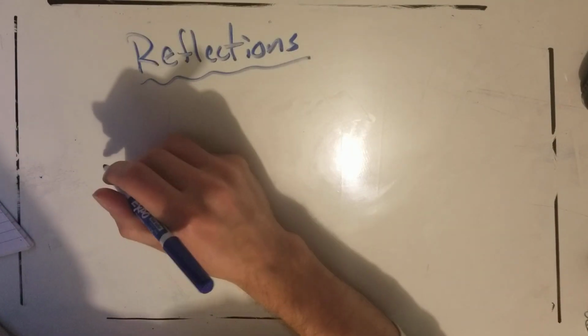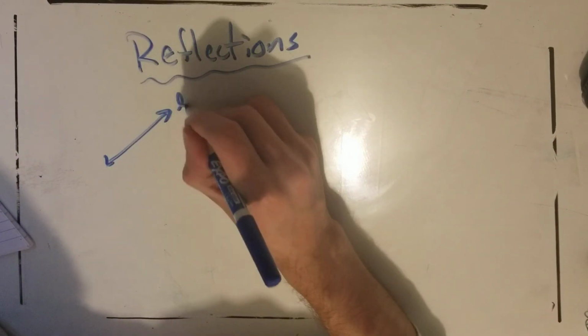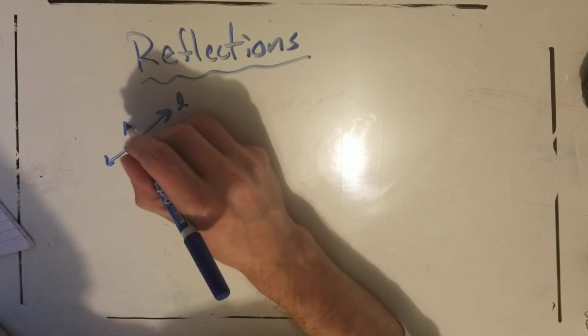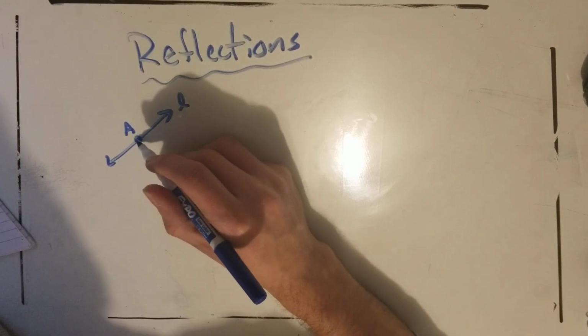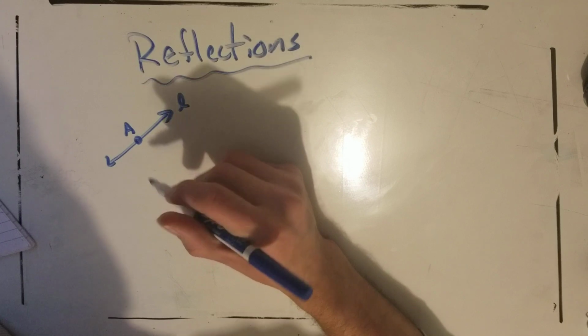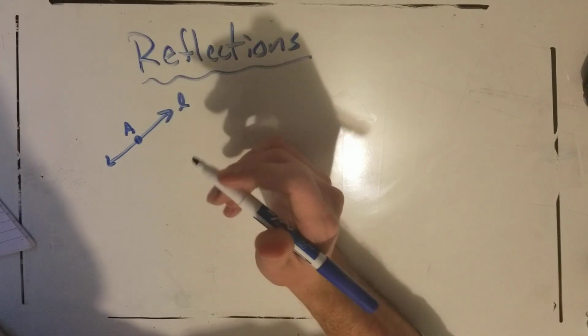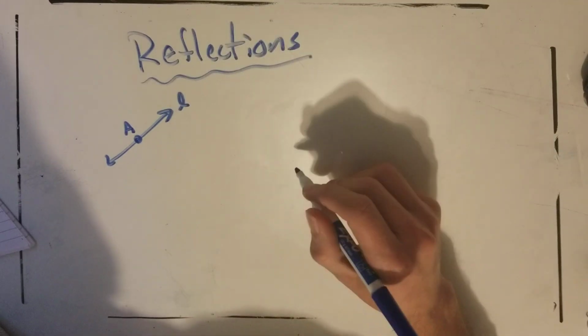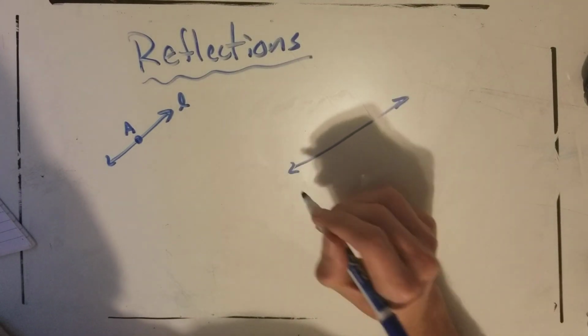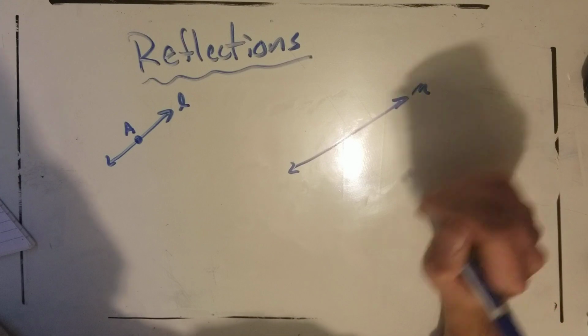So the first scenario, say we have line L. If you're on the line of reflection, point A, and you reflect, you're going to stay where you are. So in that scenario, if you're on the line of reflection, the pre-image and the image are the same. Easy as that. Second scenario, say we have line M.